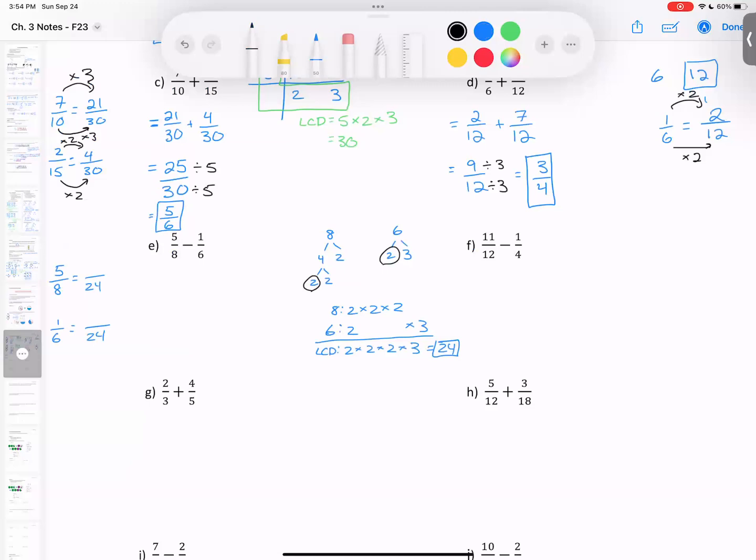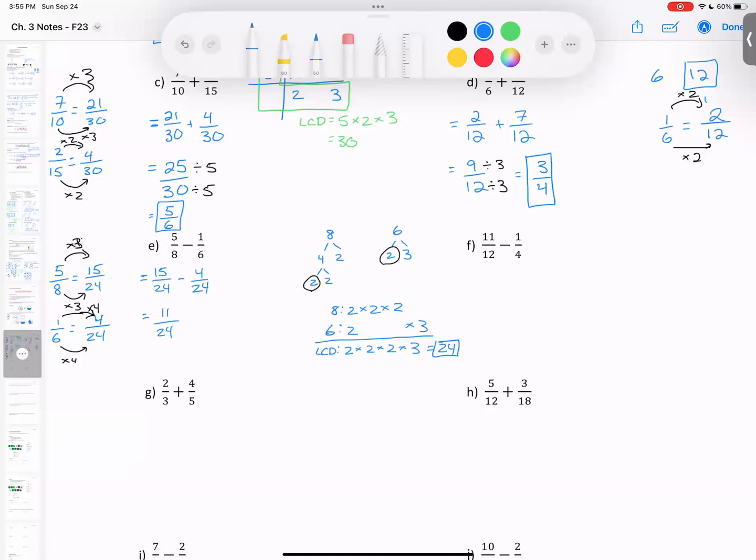Okay, so we've got 8 times 3 to get to 24. So I'm going to get 15 over 24. And then this other fraction I had to multiply by 4. Sorry, that's getting a bit messy, but we're multiplying that bottom one by 4. So we get 4 over 24. So that means we could rewrite this as 15 over 24 minus 4 over 24. 15 minus 4 gives me 11. So it's going to be 11 over 24.